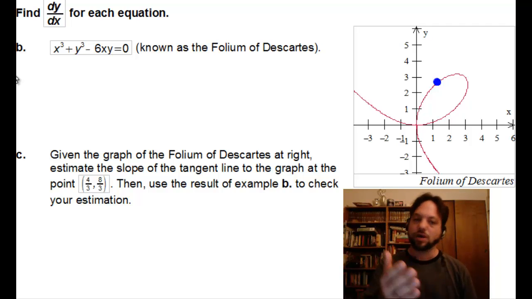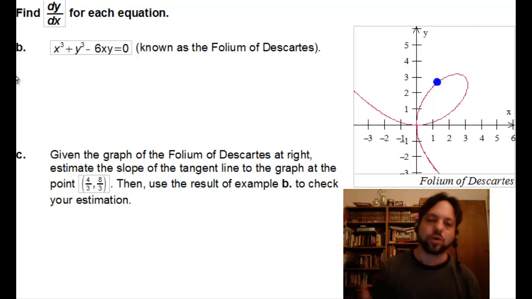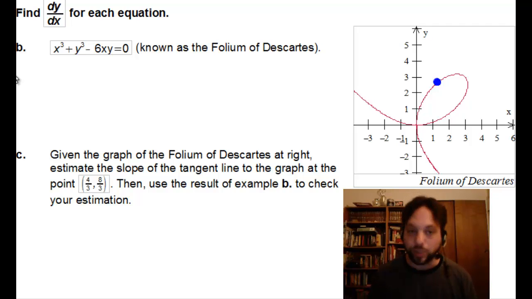Pause this video, take a look at your notes. You can use a ruler, do whatever you got to do, but see if you can find the slope of the tangent line to this graph at that blue point. You only really need to guess. You don't need to take it too seriously, but write your guess out to the side so we can take a look at it later, because we are about to find the real rate of change of the Folium of Descartes at that point. And here's how we're going to do it.